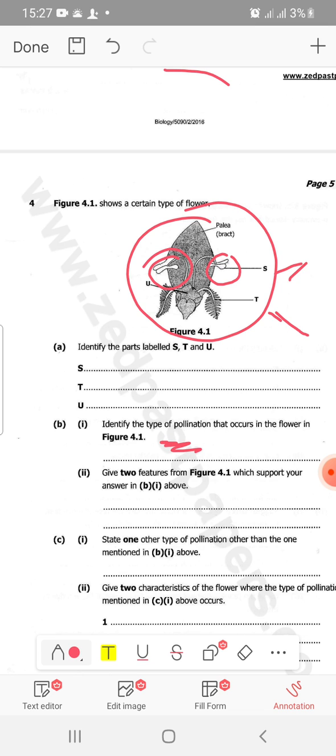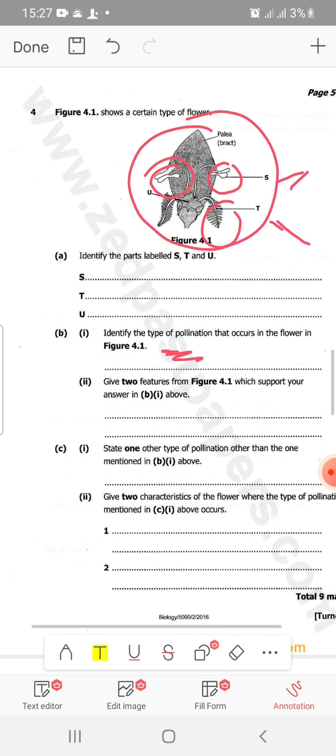Then apart from that, since we say two reasons, I also have seen this part, which is a feathery stigma. A stigma which looks like a feather, you see. So in windy pollinated flowers, they have large feathery stigma, which looks like feathers, and hangs outside the flowers. Those are the two reasons you can give here. Apart from that, flowers which are wind pollinated are usually small.